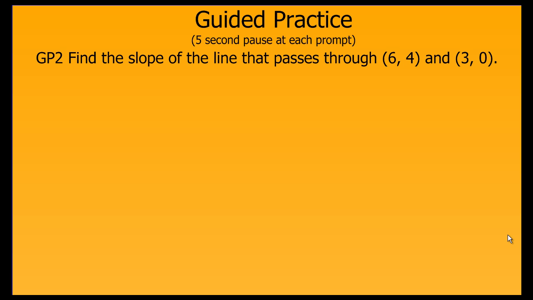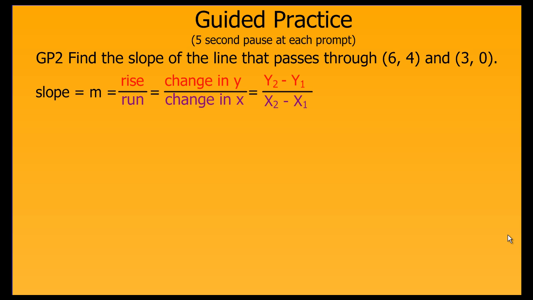Let's try another example. What are we trying to do here? We're trying to find the slope of the line that goes through these 2 points. What do we do first? We recall our definition and formula for calculating a slope. What's the next step? Now we fill in our y-coordinates to find the rise and our x-coordinates to find the run. Then what? Then we simplify. Our slope in this case is 4/3.